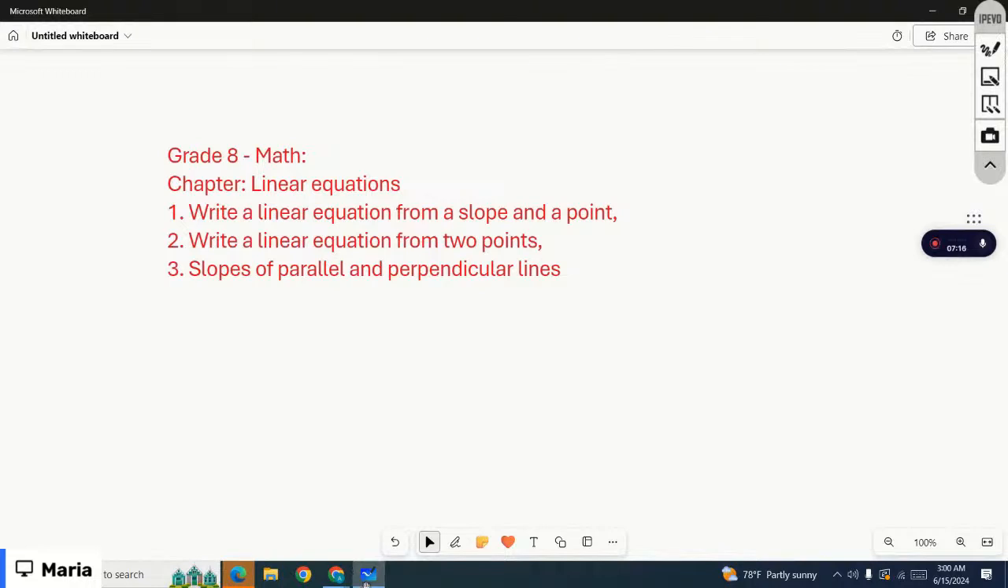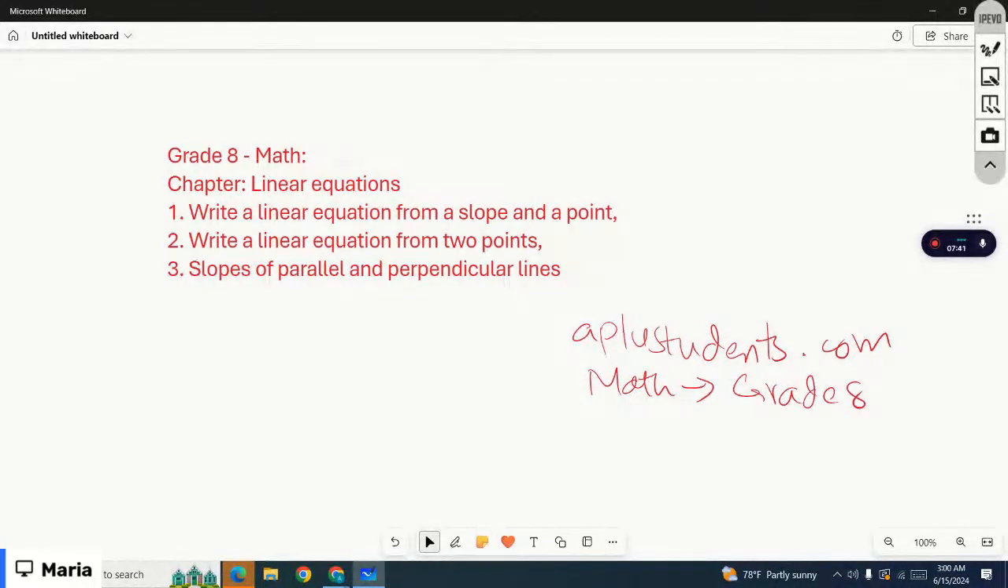You can find all the lessons on aplusstudents.com. Email address and password is provided by the administrator. Then you have to select math from the subject tab. Scroll lessons. There you can find a list of the chapters.